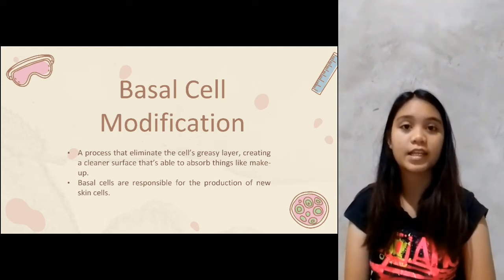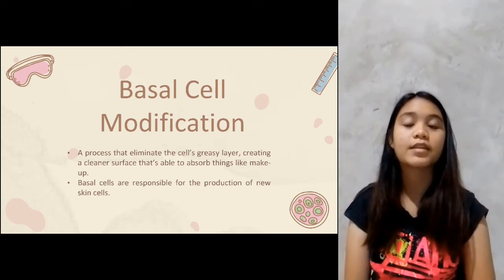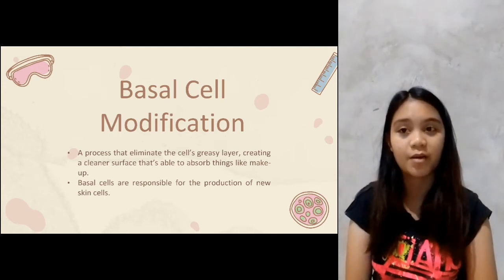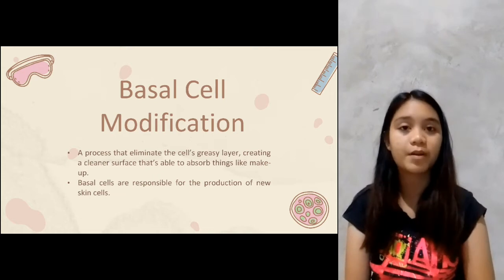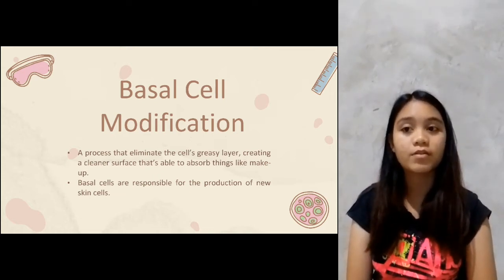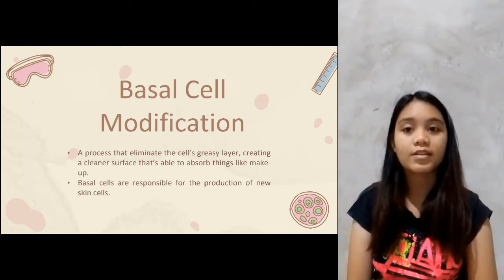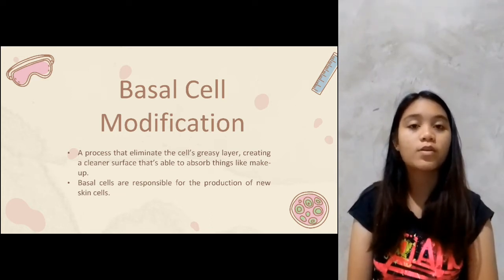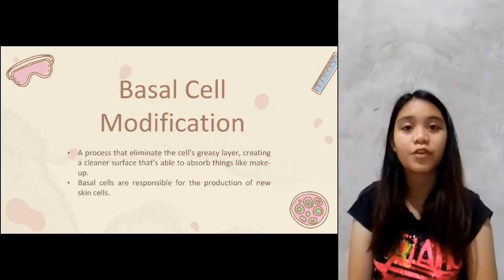It is a process that eliminates the cell's greasy layer, creating a cleaner surface that's able to absorb things like makeup. It facilitates stable adhesion of basal cells to the basement membrane. Basal cells are found at the bottom of the epidermis, which is the outermost layer of skin. As new skin cells are produced, they push older cells towards the surface, where the old cells die and are sloughed off. Basal cells are responsible for the production of new skin cells.